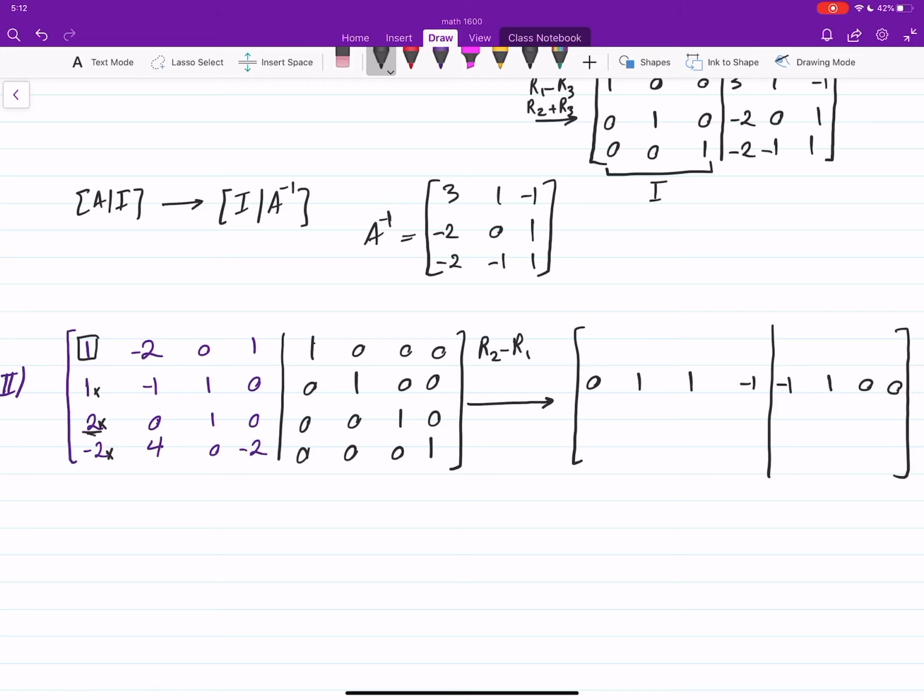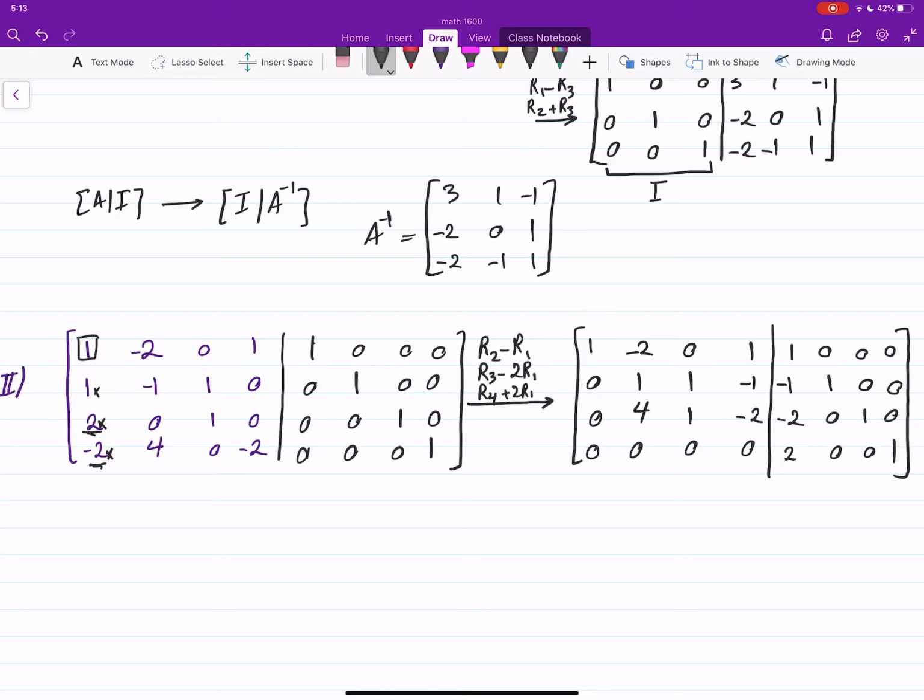To get rid of these two, we have row 3 minus 2 row 1. So this will give us 0, 4, 1, and negative 2. This is negative 2, 0, 1, 0. For this one, we have to do row 4 plus 2 row 1. This is a 0, then another 0, and 0, and 0 here. Then this is 2. This is 0, 0, 1. The first row stays the same.